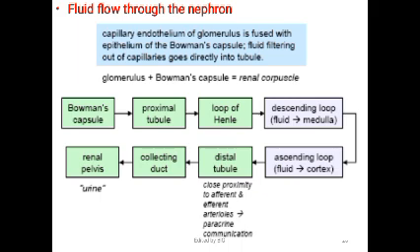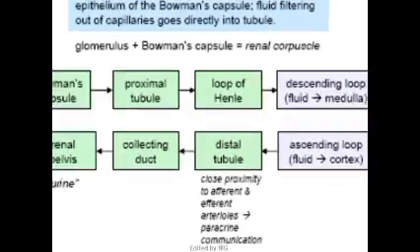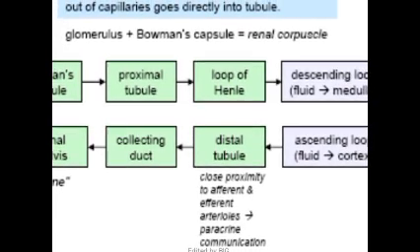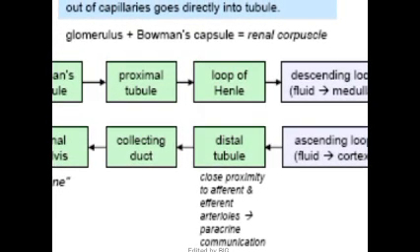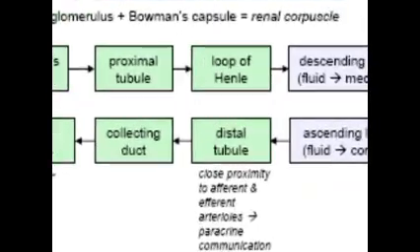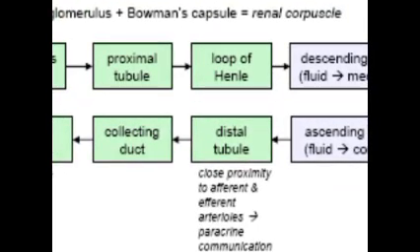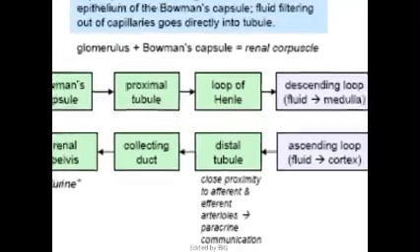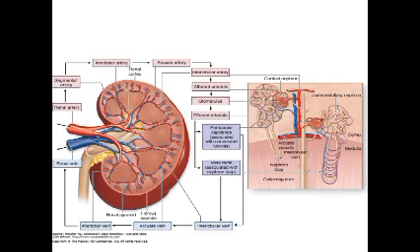Bowman's capsule, proximal tubule, loop of Henle, descending limb, fluid to the medulla. Then the ascending limb, fluid to the cortex, distal tubule, collecting duct, renal pelvis, urine. The distal tubule is in close proximity to the afferent and efferent arterioles, allowing paracrine communication. The diagram looks like this.